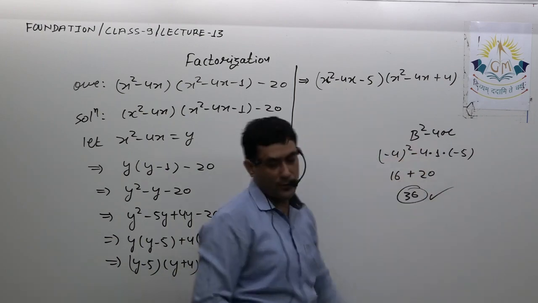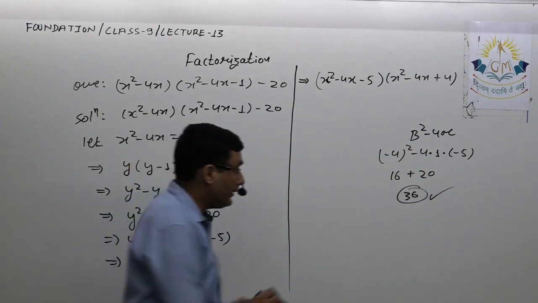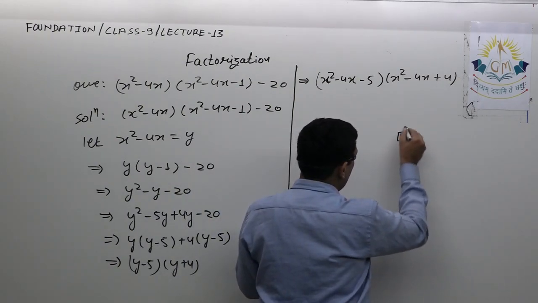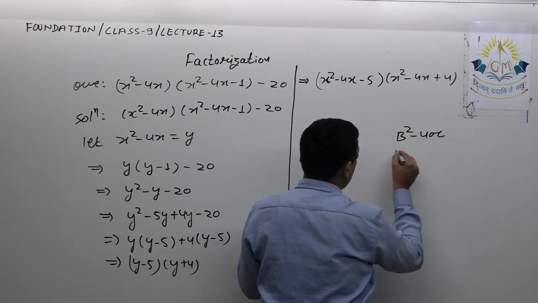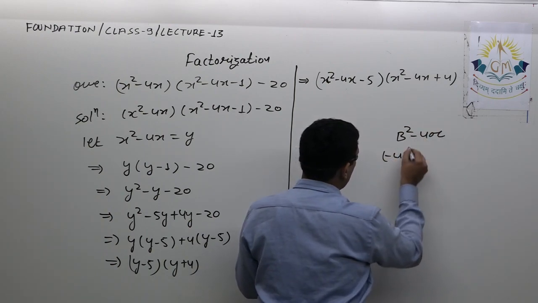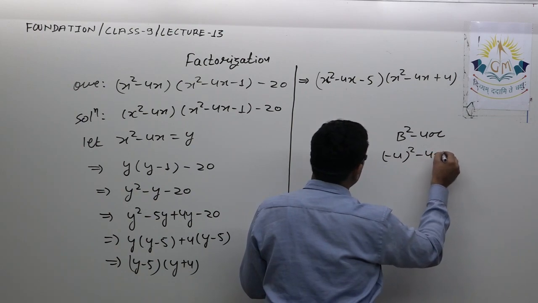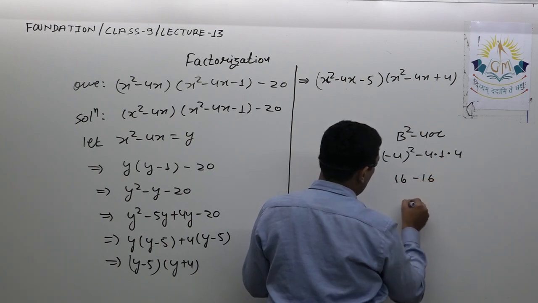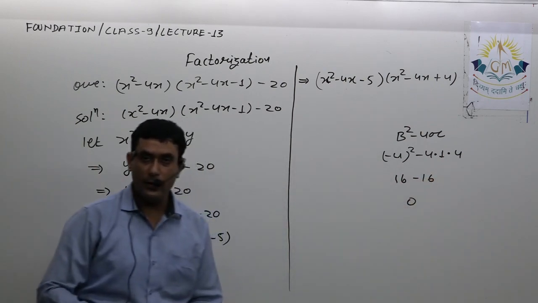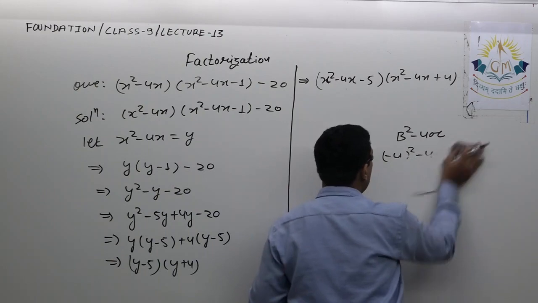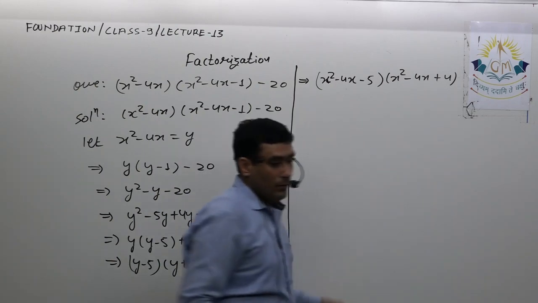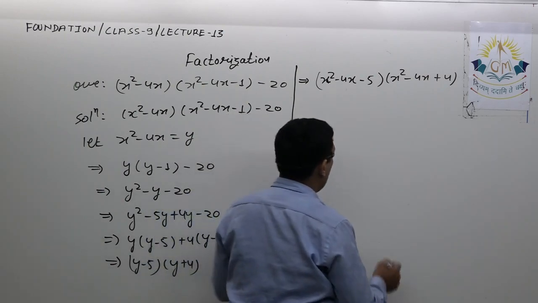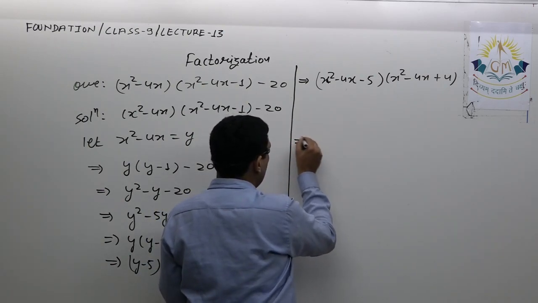I told you that b square minus 4ac should be a complete square. Yes, it is a complete square. It's a square of 6. Okay. For the next one, again if I check b square minus 4ac, so this is minus 4 square minus 4 into a is 1, c is 4. So 16 minus 16, 0. It is again a complete square, isn't it? 0 is a complete square. Okay, so it means it is possible to find the factor. So now we have to think how to proceed further.